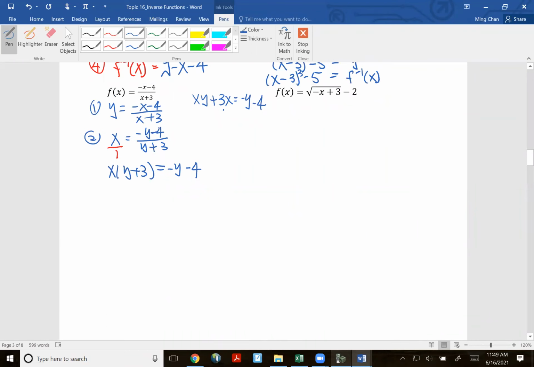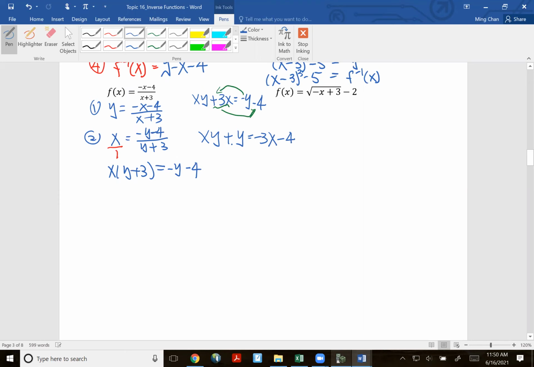All right, so the variable y needs to be together. So I'm going to move this y over, and move the positive 3x to the right side. So I should get xy, still xy, negative y comes over and becomes positive. Positive 3x comes over and becomes negative 3x, negative 4 is still there.